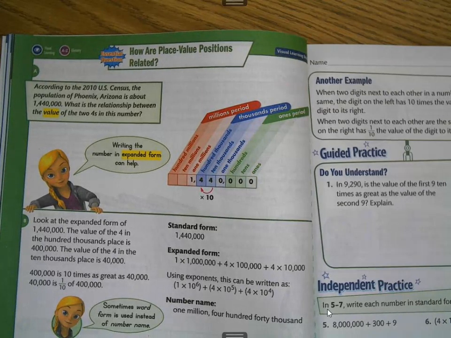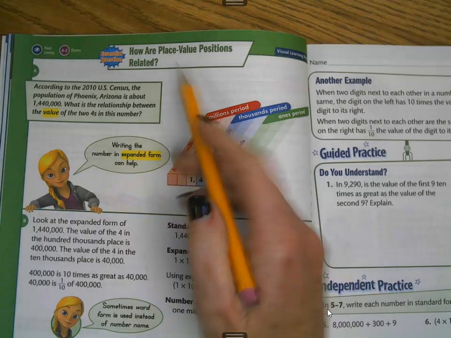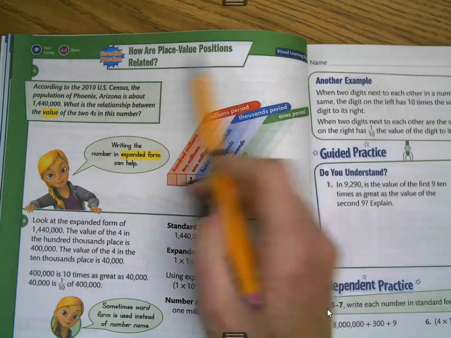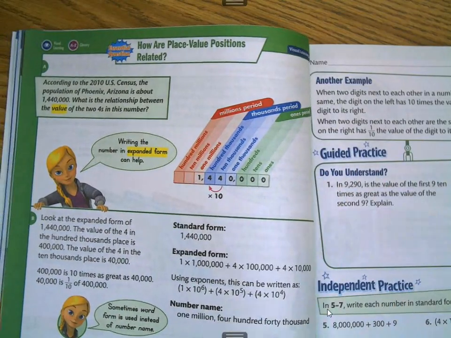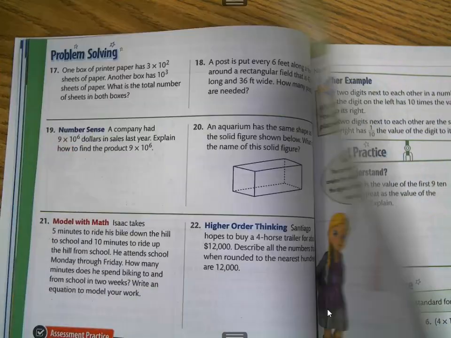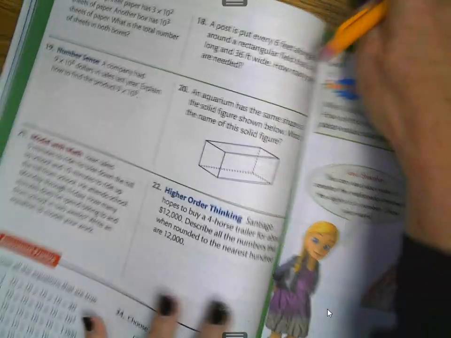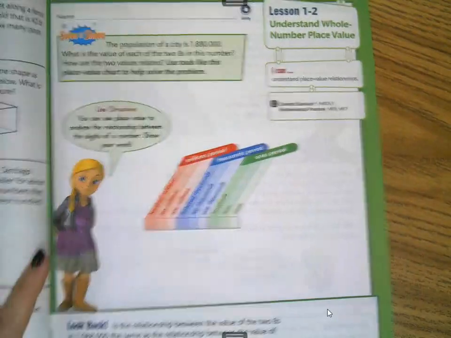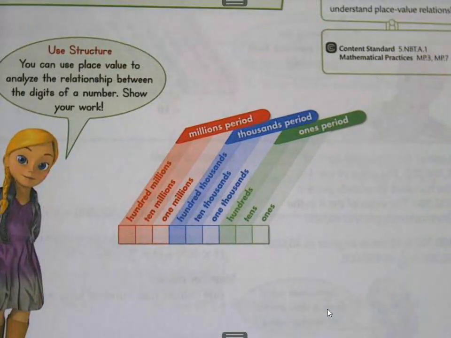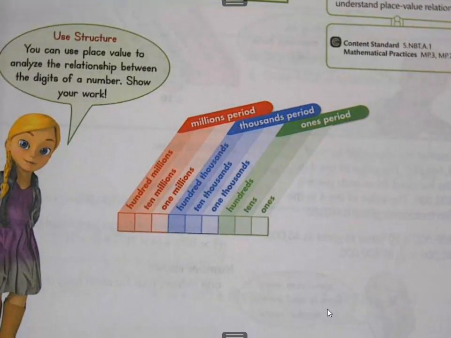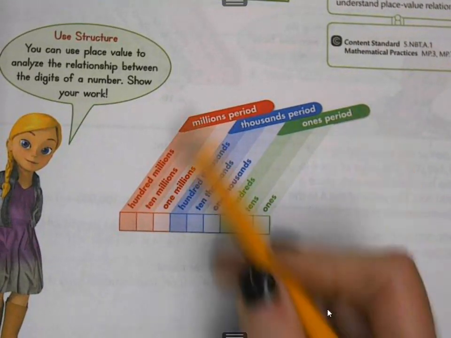All right, so we are looking at how are place value positions related. So we're back to your place value chart that you boys and girls were introduced to very early on. And I'm going to actually have you flip back to page 9 and let's take a look at our place value chart. So we're looking at our whole number place values, and as you can tell, we have 3 periods.